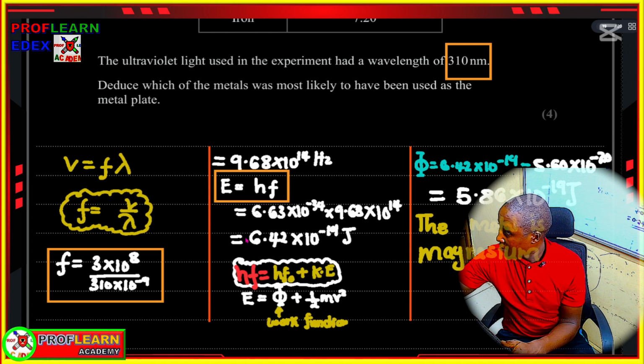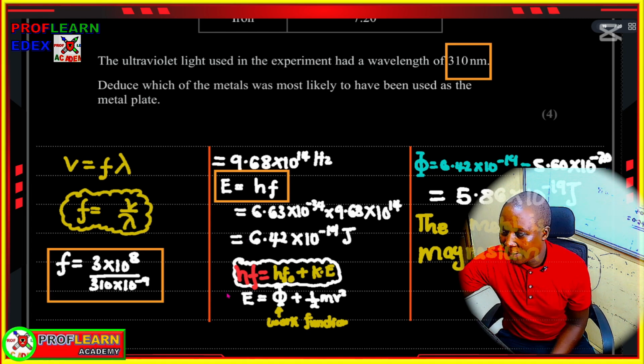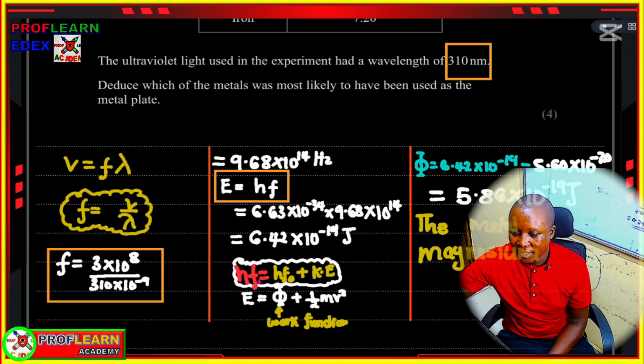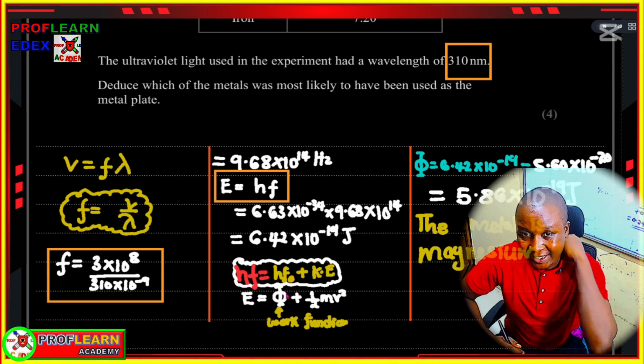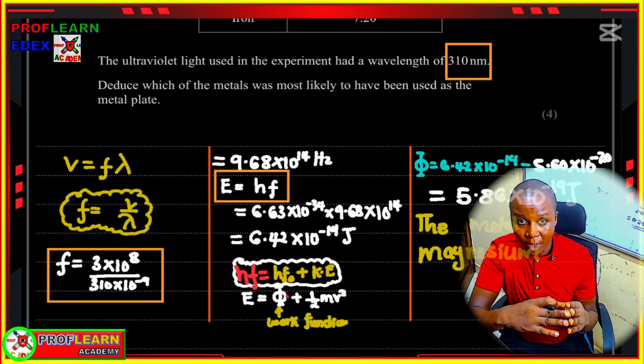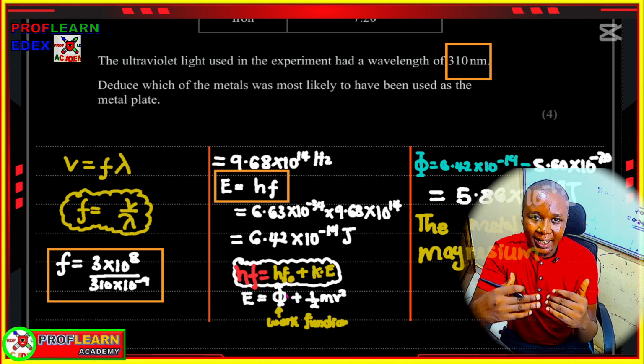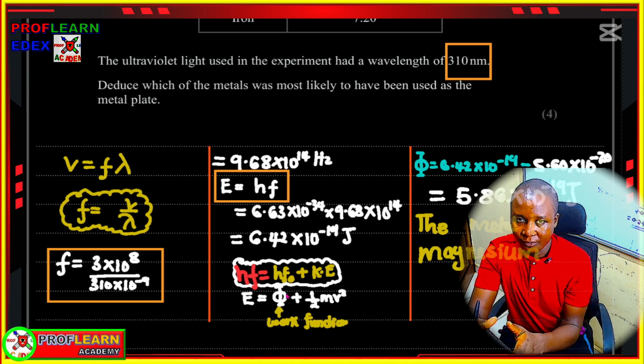And that will mean that we have hf is equal to hf naught, which is the threshold frequency, plus the kinetic energy. So energy of a photon equals the work function plus kinetic energy. Work function is the minimum energy required to dislodge an electron from the metal surface.